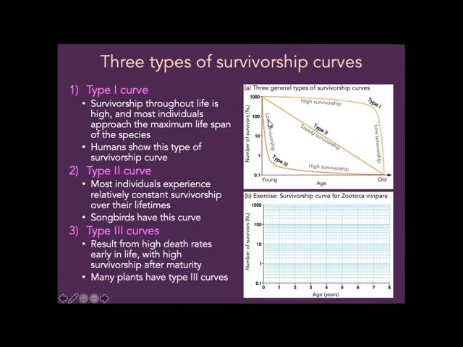A type 3 curve results when you have very high death rates early in life and high survivorship after maturity. So you get that pattern with a lot of plants where it's very, very hard for the little seedlings to get started. But once they get over a certain size, that tree is just going to live forever. You get the same pattern frequently with some kinds of top-level predators. When they're little baby predators, they are vulnerable to predation, but once they get over a certain size, nobody messes with them and they just live until they die a natural death.